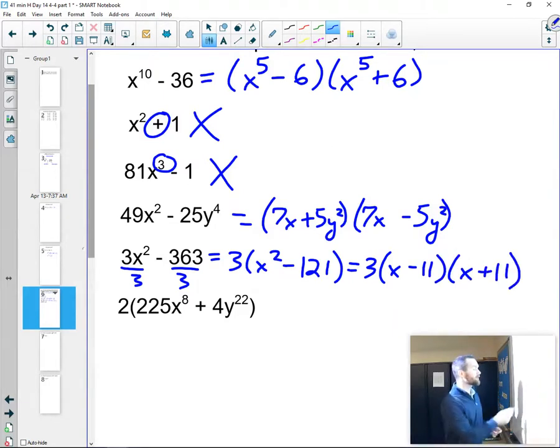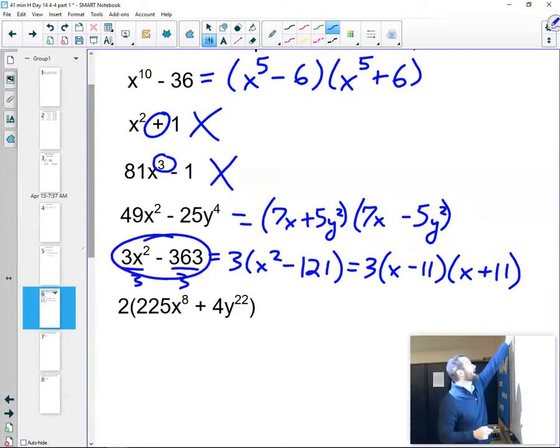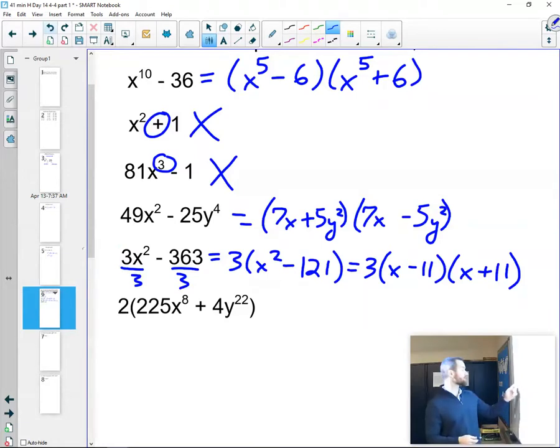So even though we didn't have perfect squares at the start, by factoring out, by dividing out a GCF, we ended up with perfect squares, and we could use the difference of squares.